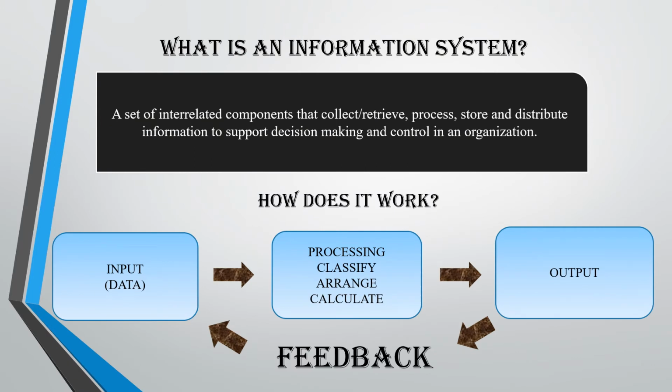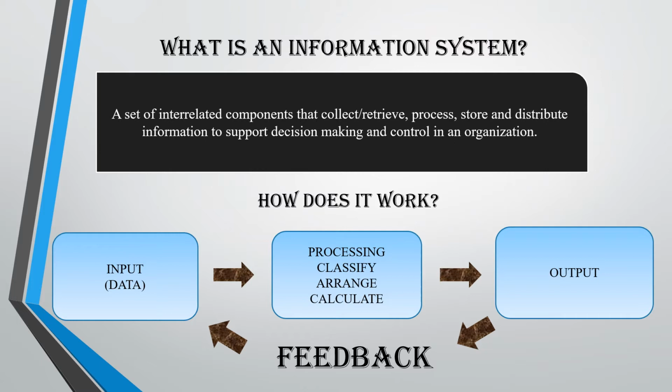Firstly, we must know the meaning of information system. An information system can be defined as a set of interrelated components that collect or retrieve, process, store, and distribute information to support decision making and control in an organization. This information system can help managers and workers to analyze problems, visualize complex subjects, and create new products.